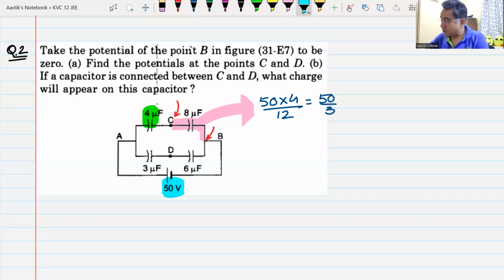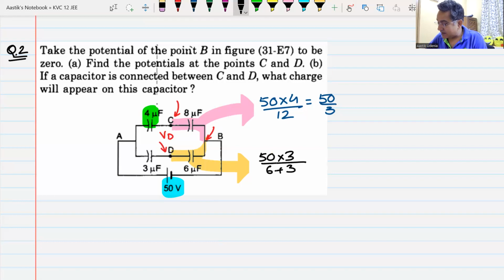Now I move on to my other capacitor. Again, I know the potential of point B. I have to calculate the potential of point D. How do I calculate the potential of point D? I just find the potential drop across the 6 microfarad capacitor. And how am I going to do this? The total potential is 50. The total potential drop across the two capacitors is 50 multiplied by the inverse ratio, so multiplied by 3 divided by 6 plus 3, which is 9. And you will see that this is also 50 by 3.